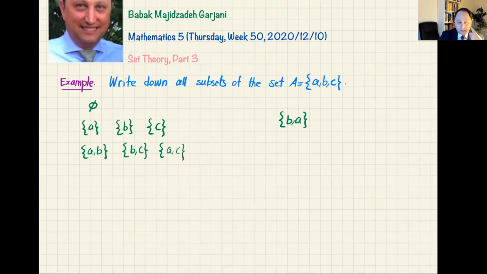No. Why? Because if you remember, it doesn't matter how. Yeah, exactly. It doesn't matter. So you should either write AB or BA, but not both. It's very important to remember when we talk about a set, the elements are not ordered. You can write them in any way that you like, but you are not allowed to repeat that once.